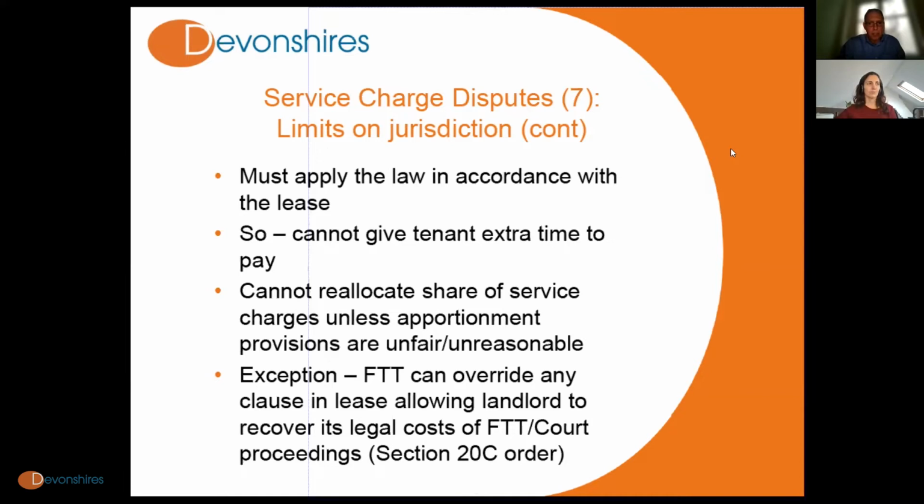They can't really make decisions in respect of changing apportionment provisions in respect of the service charges, although there are some cases that deal with that specific element. By and large, you're looking at applying and interpreting the terms of the lease as your starting point, and that's what the tribunal are really going to be bound by, working within the parameters of that document.